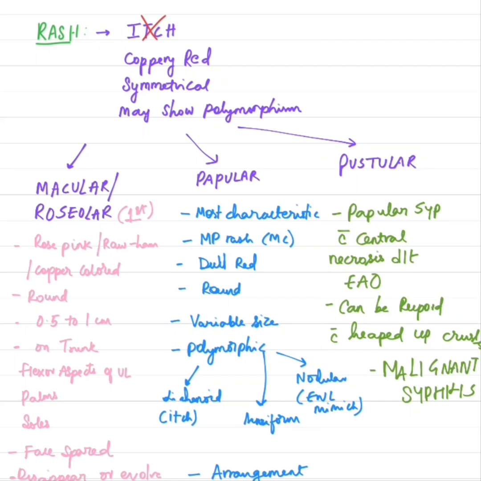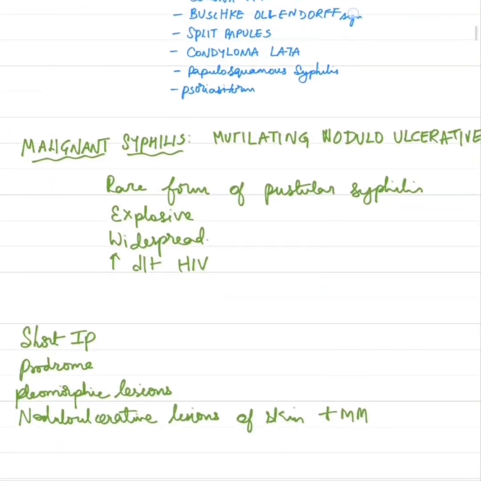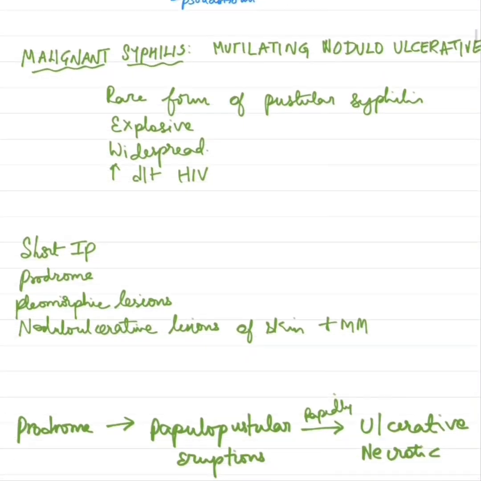Then we have an important entity called malignant syphilis or lues maligna. So malignant syphilis is a mutilative nodulo-ulcerative variant, and it is an explosive and widespread form of secondary syphilis, and it is also a rare form of pustular syphilis. Its occurrence has increased in recent times due to the advent of HIV infection.